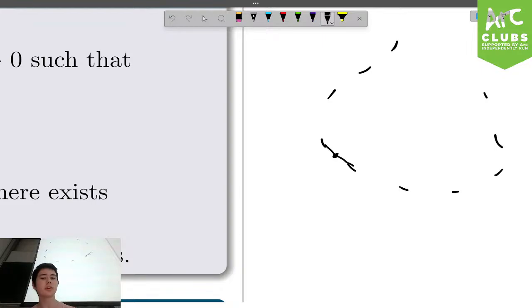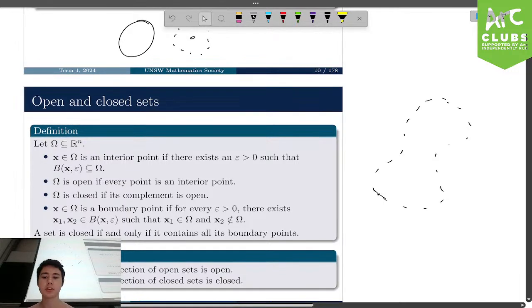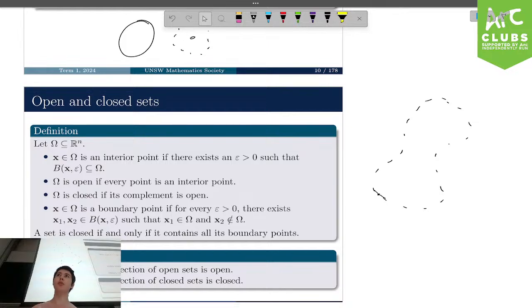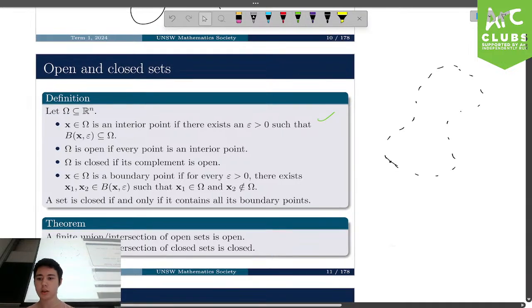But if we're on the boundary, there's always some ball that exists where the exterior also touches the outside, okay? So the ball always includes something outside of our set, right? And that's what we call a boundary point, right? So we covered interior points. We're going to give that a green tick. We have open sets, which are sets where every point is an interior point.